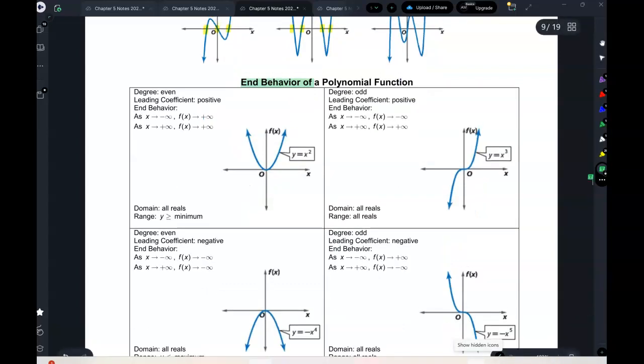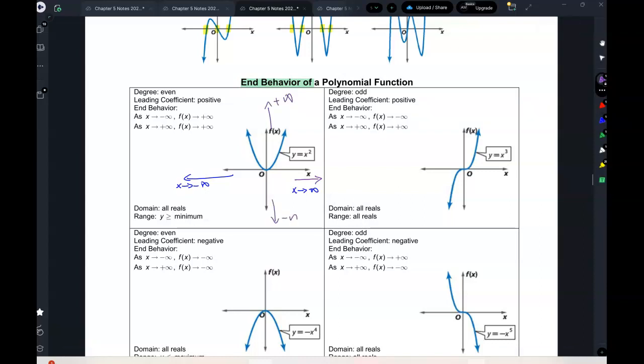So take a look at this. When you have a graph, if you go this way really, really far, we say that's where x approaches positive infinity. If you go this way, we say that's where x approaches negative infinity. Okay, infinitely far into the negatives. Same with the y's. Here, positive infinity. Here, negative infinity.